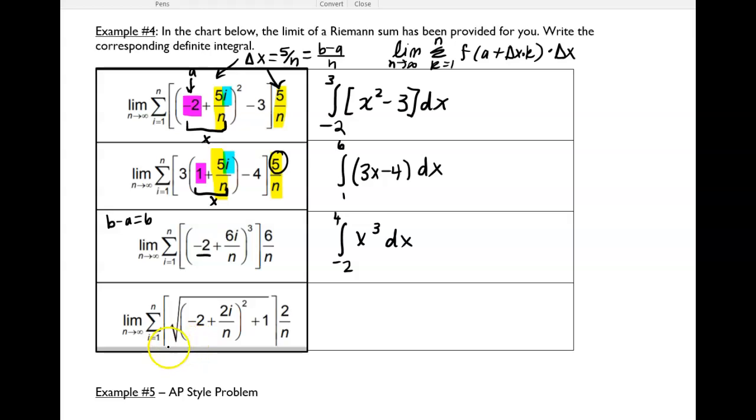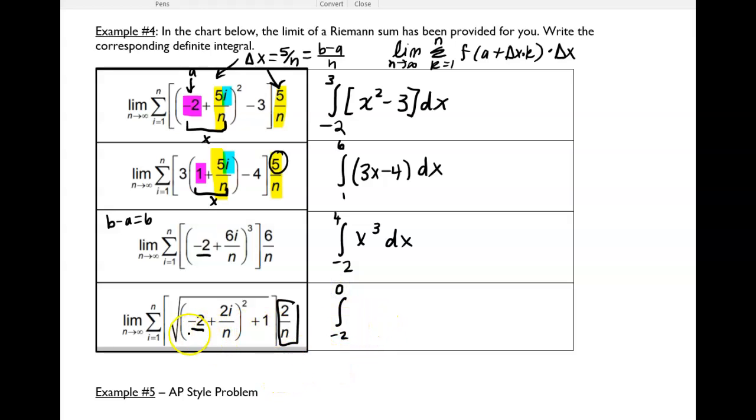Last one. We have the square root of negative 2 plus 2i over n squared plus 1 times 2 over n. So there's a lot going on there, but let's try to break it down. Again, I'm going to start at negative 2. My delta x is 2 over n, so the width of my interval is 2. So I'm going to add 2 to it. So this will be negative 2 to 0.